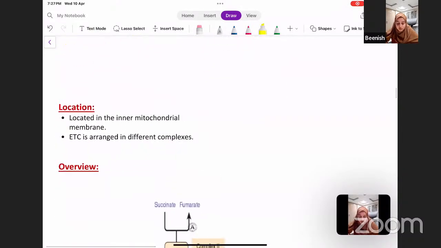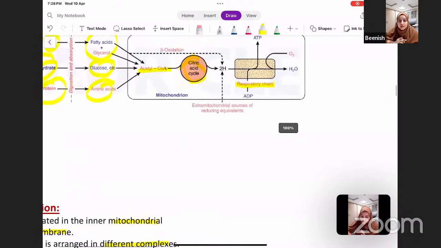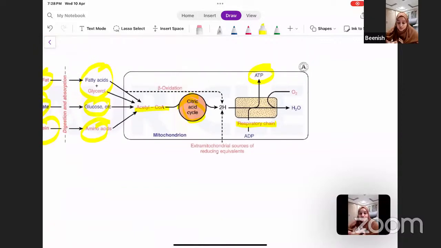Now the location of electron transport chain: it is located in the inner mitochondrial membrane and is arranged in different complexes. So where are these reactions of the ETC taking place? They are taking place in the inner mitochondrial membrane. Whatever reducing equivalents were generated from our food, we trap them to get ATP. Because ultimately, ATP is being generated. So we get ATP from the reducing equivalents generated from the food.